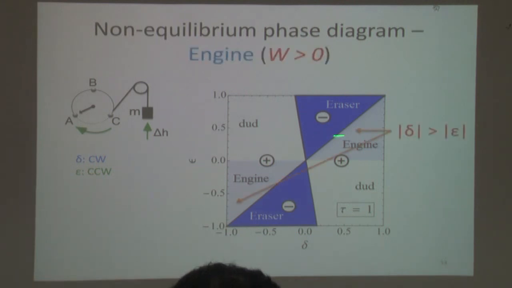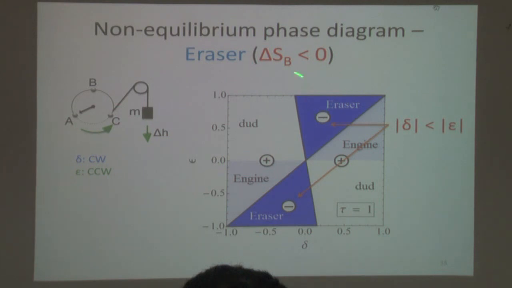First, let us consider the region I have marked by engine. This is the region where we can see from the formulae that the rate of work done by the daemon is positive. And in a way, this is easy to understand. Why? Because in this region, the delta force, which tries to induce clockwise rotation, is greater than the epsilon force. As a result, we expect that there will be a clockwise rotation, and hence the mass will go up, and hence positive work will be performed on the average.